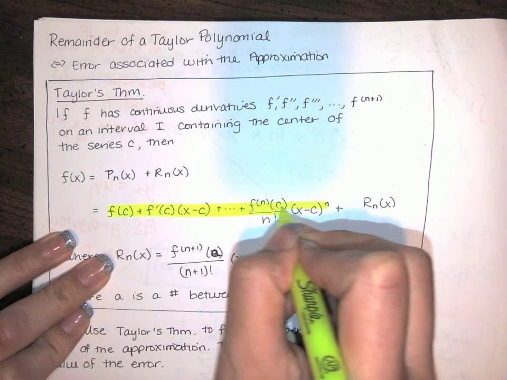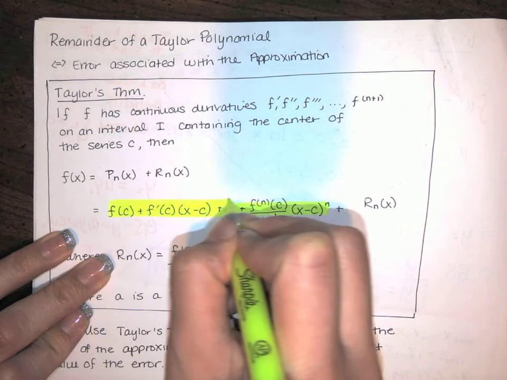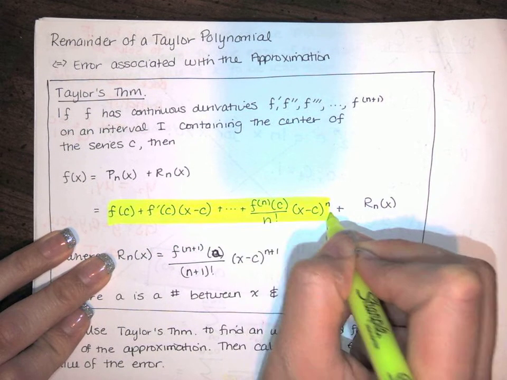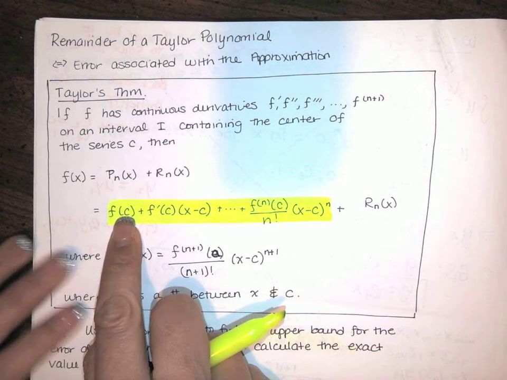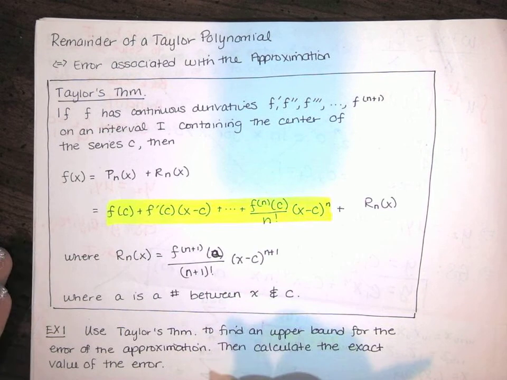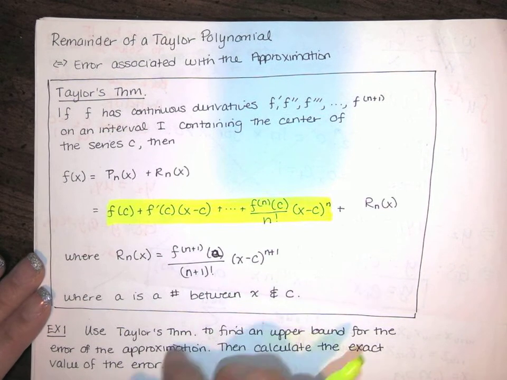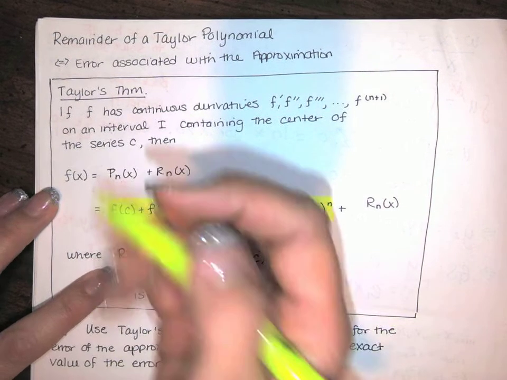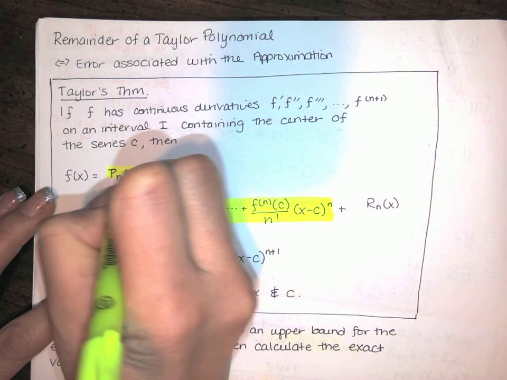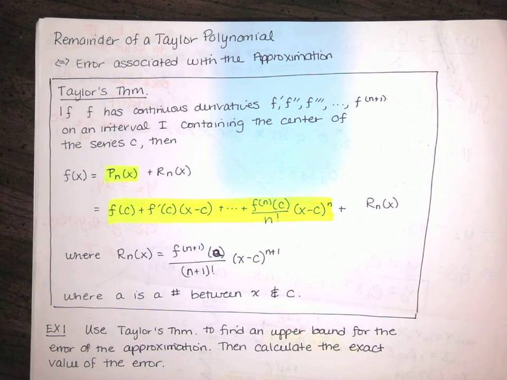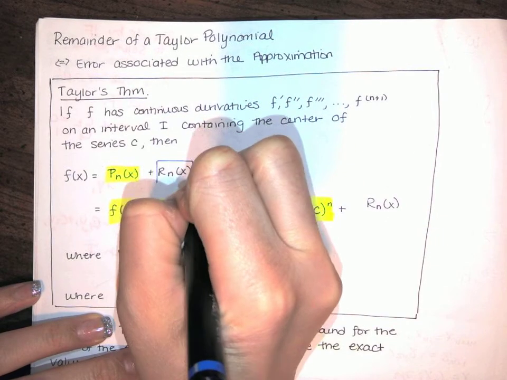In expanded form, it looks complicated, but it's actually not. It's just the function value plus the derivative of the function at c times x minus c plus the second derivative of the function at c divided by 2 factorial times x minus c squared, and so on until you get to the nth derivative. So that's our Taylor polynomial, plus some error, or sometimes we call this the remainder of the polynomial, also known as the error term.